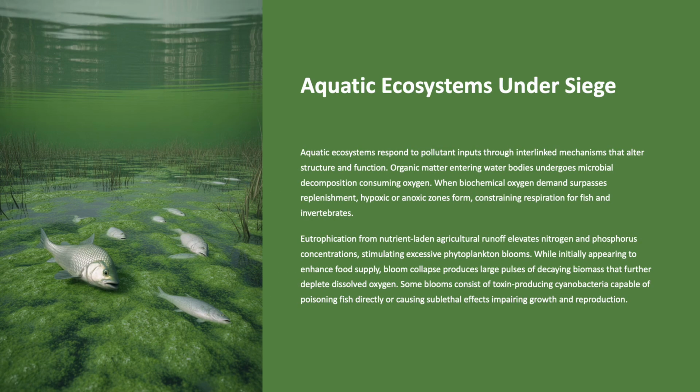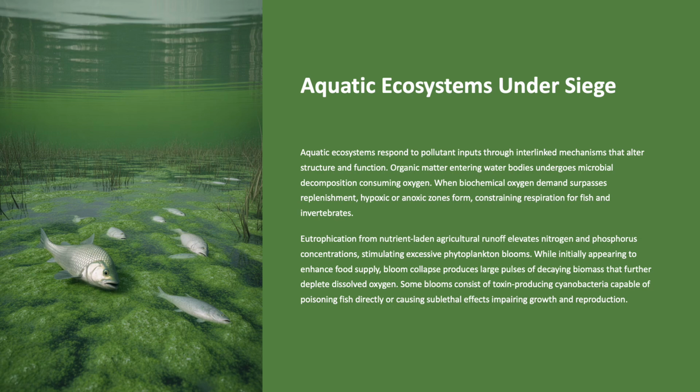Aquatic ecosystems face mounting pressures as pollutants enter water bodies through interconnected mechanisms that alter physical, chemical, and biological conditions. These systems, which include rivers, lakes, wetlands, and coastal zones, rely on balanced interactions among species and stable nutrient cycles. When pollutants disturb these balances, ecosystem health declines rapidly, often producing irreversible consequences.